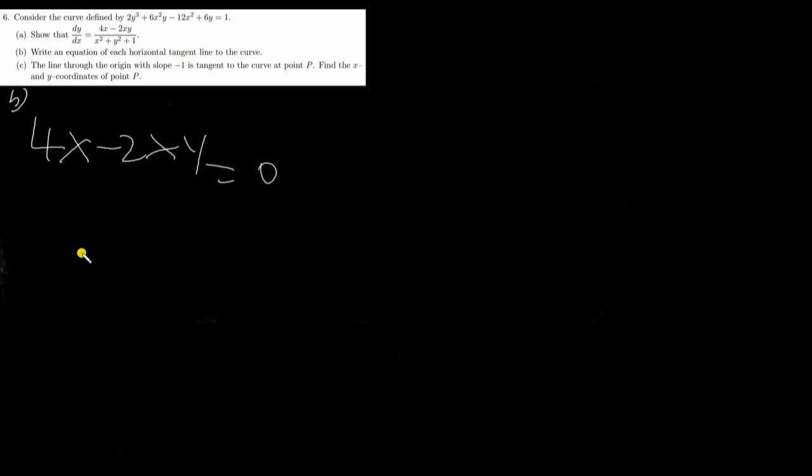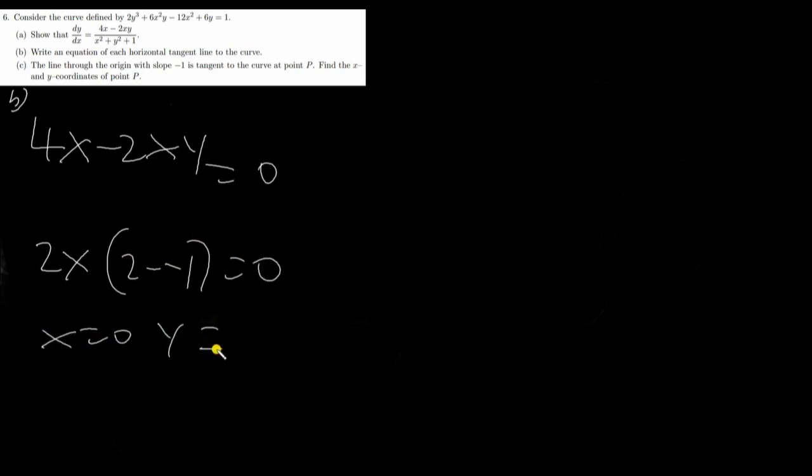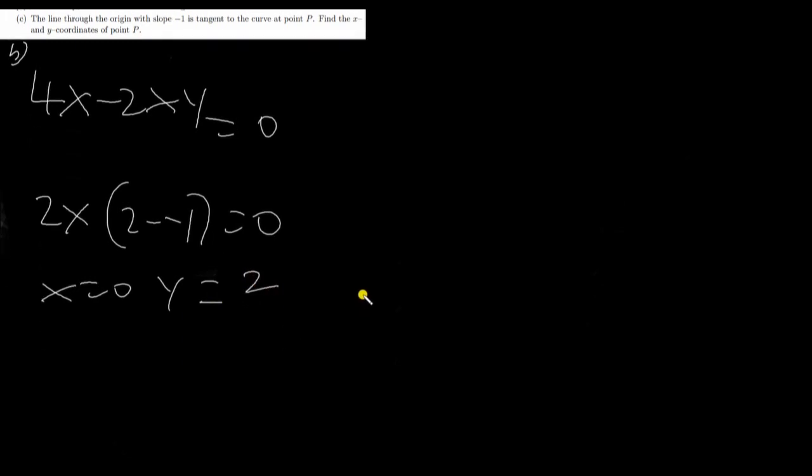If I factor out 2x from both parts, I'll get 2x times (2 minus y) equals 0, which gives me x equals 0 and y equals 2. And then to get the equation of the tangent line, I don't just want the points, I want the equation. Let's start with x equals 0, and I'm going to solve for y.